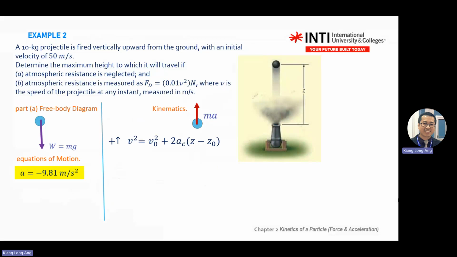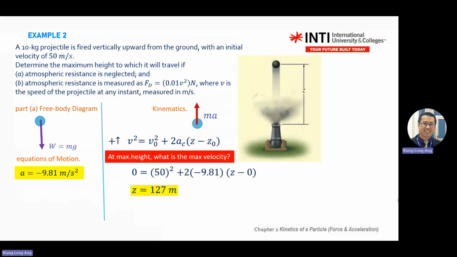Okay, Z you don't know. The question tells you to find it. So V you know, right? At maximum position, what is the V? 0. So 0, this one you know, 50, there's only one unknown. So there, you find 0. You find the Z.